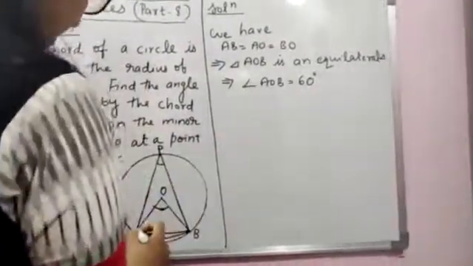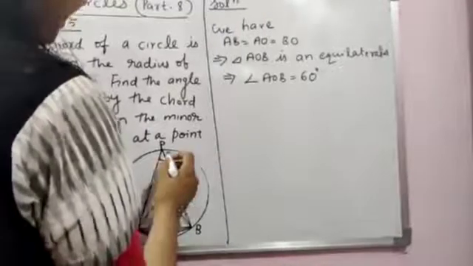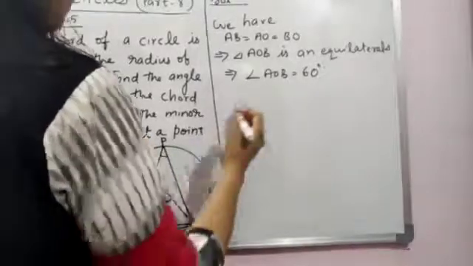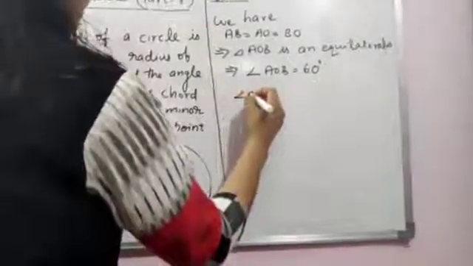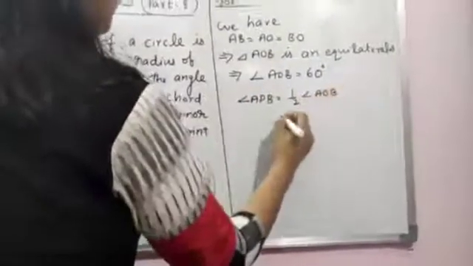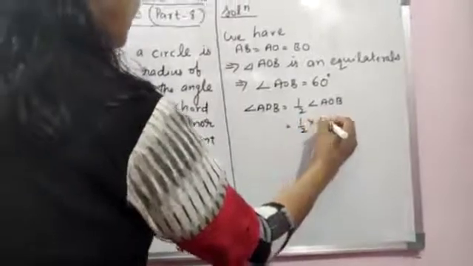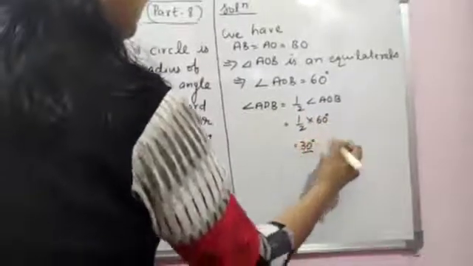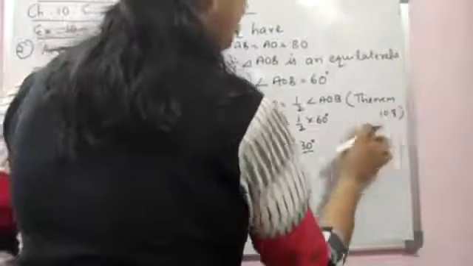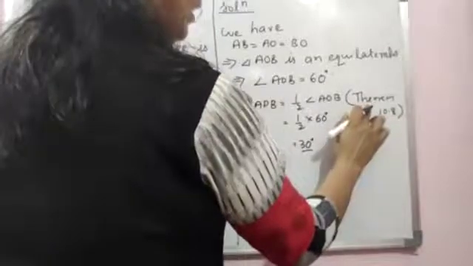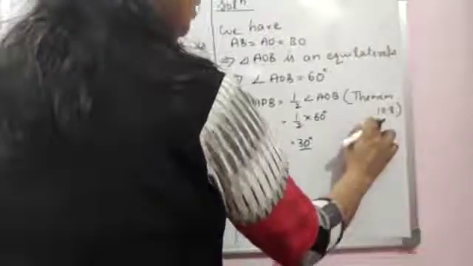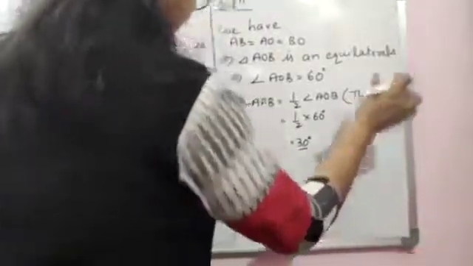And you know the angle subtended by an arc at the center is double the angle subtended by the same arc on the remaining part of the circle. So therefore you can write angle APB is equal to half of angle AOB, that is half into 60 degrees, that is equal to 30 degrees by theorem 10.8. You have to write the theorem here: the angle subtended by an arc at the center is double the angle subtended by the same arc at any point on the remaining part of the circle. Full theorem you have to write here.